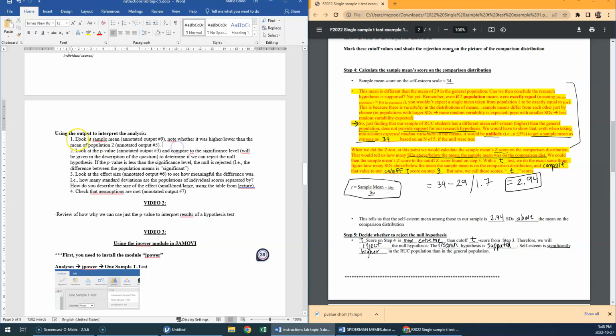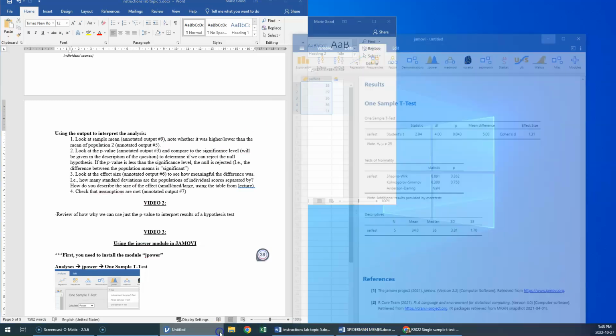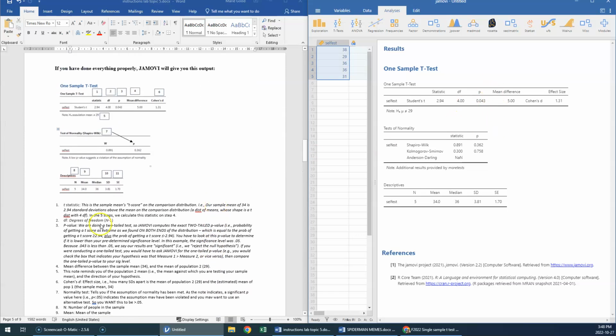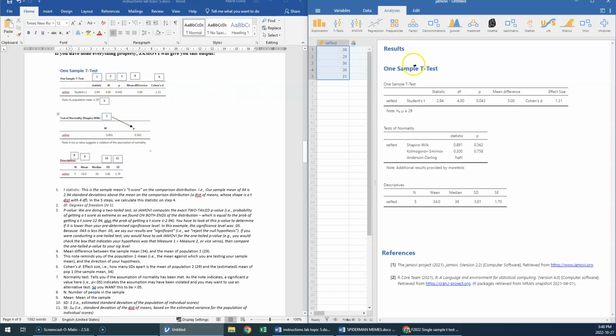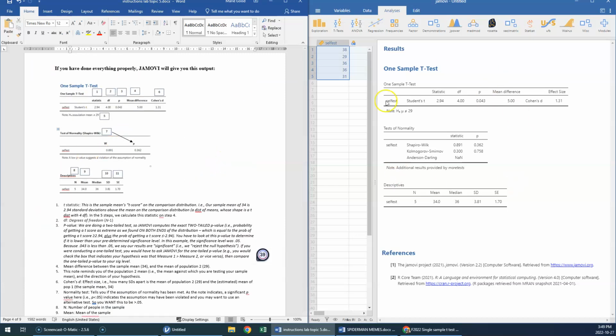All right, so the first thing that we do is we look at the sample mean, and that is annotated output number 9. Something that I'm going to do for all of these Jamovi examples is give you some example output. I will embed it in the handout, and then I'm going to annotate it. So what you see here is pretty much the same as what is here. We're just going to follow those numbers when we are interpreting the analysis. I just want to show you that what I have on the handout is the same as what I have here.